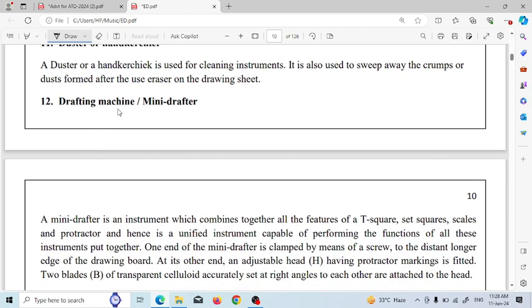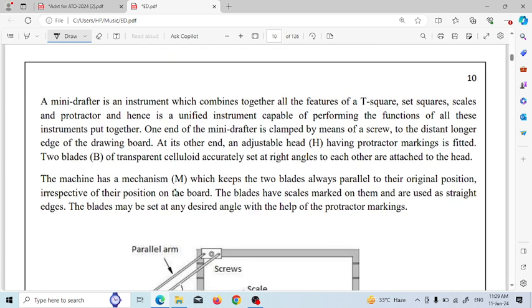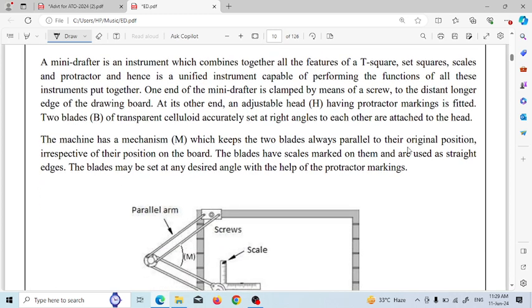Next is the drafting machine or mini drafter. The mini drafter is an instrument which combines together all the features of a T-square, set-square, scale and protractor, and hence it is a universal instrument capable of performing all the functions of these instruments put together. One end of the mini drafter is clamped by means of a screw to the longer edge of the drawing board, and at the other end the adjustable head has a protractor fitted, with two transparent blades set accurately at a right angle to each other attached to the head. The machine has a mechanism which keeps the blades always parallel to the original position, irrespective of their position. The blades have scale marks on them and are used to set edges. The blade may be set at any desired angle with the help of the protractor.